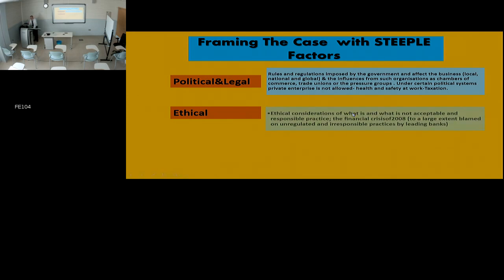Finally, we have ethical, which focuses on what? On considerations related to what is acceptable, what is not, values, practices, right? Responsible practices by the leading banks, okay? That's what we mean by ethical.